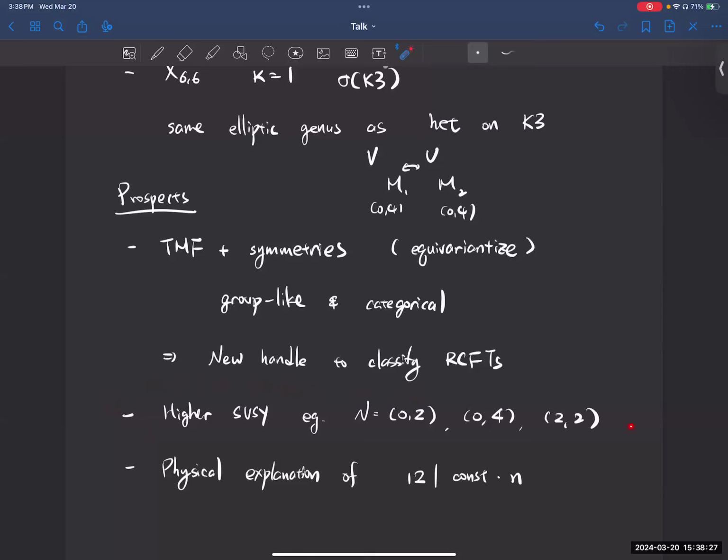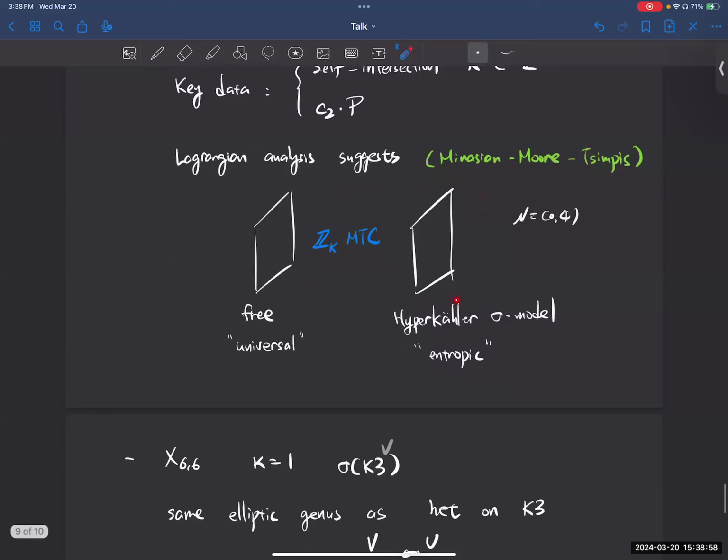If I demand that the deformation has to preserve, say, some higher SUSY, not just 0,1, let's say 0,2, 0,4, or 2,2, is there some corresponding interesting theory of TMF that also tells us something very non-trivial? We can also ask about the equivariantization of TMF, so we can add in discrete symmetries. It could be either group-like, or it could be some fusion category, or more generally. So we can think about relative theories, right?